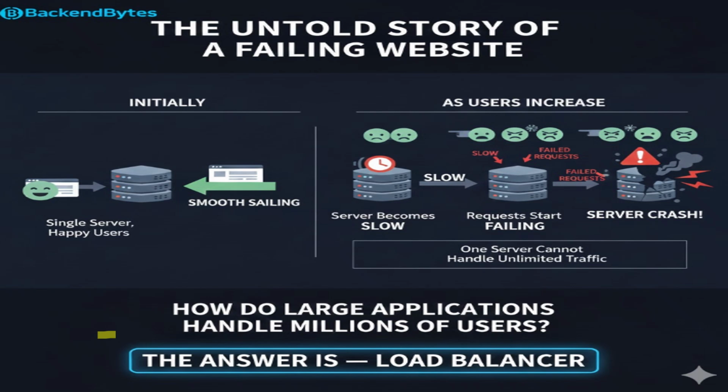Now the problem statement is why load balancer exists. Imagine you build a website and deploy it on a single server. Initially, everything works perfectly, but as the number of users increases, the server becomes slow, requests start failing, and eventually the server crashes. This happens because a single server cannot handle unlimited traffic. So the question is how large applications handle millions of users without going down. The answer is load balancer.